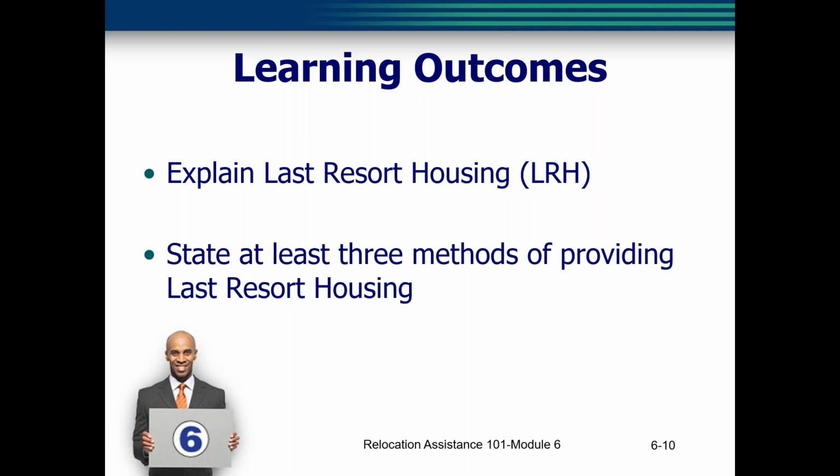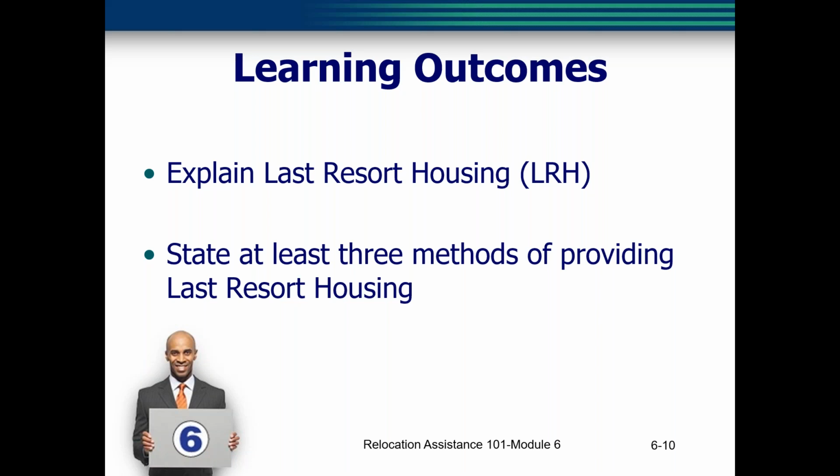So how would you describe the last resort housing? Well, last resort housing is used when comparable replacement dwellings are not available within the monetary limits for the replacement housing payments. So what methods did we discuss for providing last resort housing? Replacement housing payments in excess of statutory limits. Remember, that is the most common use of last resort housing. And what were the statutory limits? For an RHP, it was $31,000. For an RSP, it was $7,200. Other methods to provide last resort housing: rehabilitate or add to the replacement dwelling.